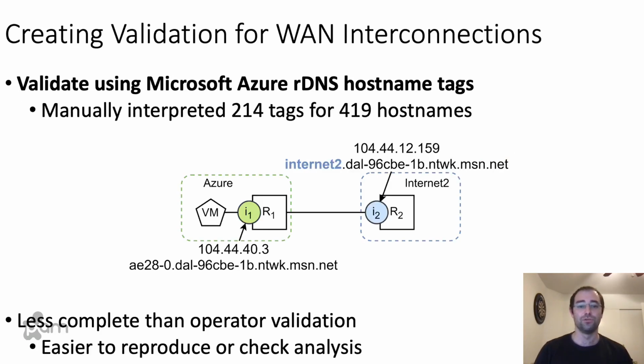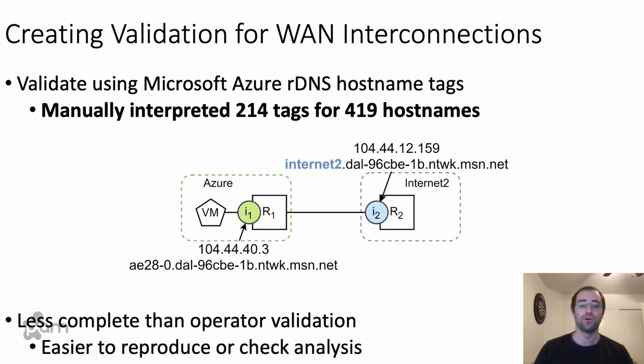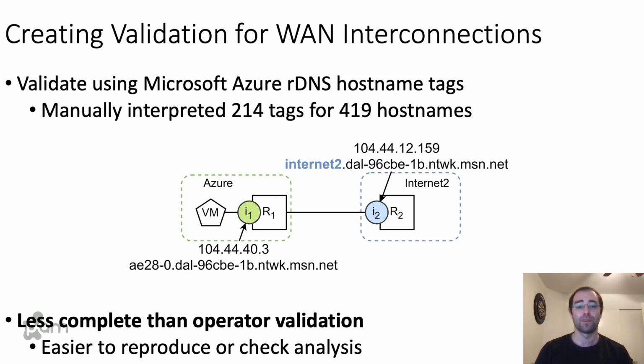Since everything we do relies on accurate cloud WAN interconnection inference, we first came up with an easy and repeatable way to validate our approach using Azure hostnames. Unlike AWS and Google Cloud, Azure router IP addresses have DNS hostnames, and Azure includes a tag in many of their interconnection hostnames containing the name of the neighboring network. In total, we found 214 unique tags embedded in the hostnames for 419 addresses, and we manually interpreted each tag.